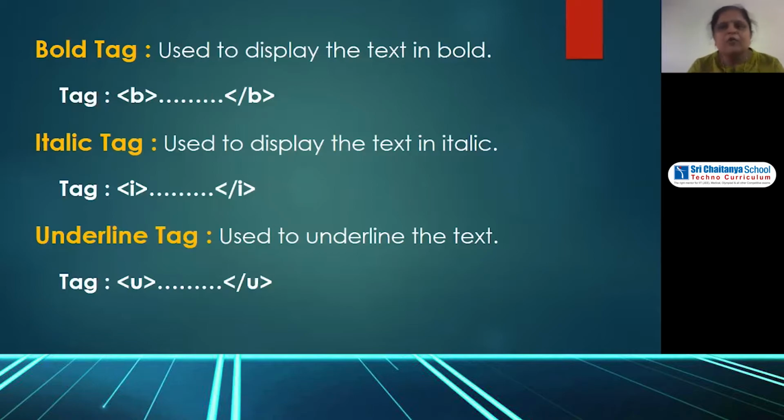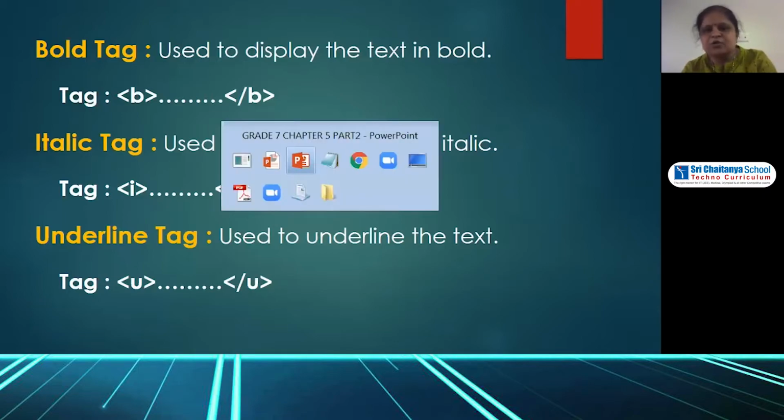So we have a tag called B that should be written in the angular bracket and it has an end tag. And if you write the same thing with I, it will be italics. And if you write the tag U, that will be underlined. I hope it is clear. Let us see practically how exactly it is going to work.